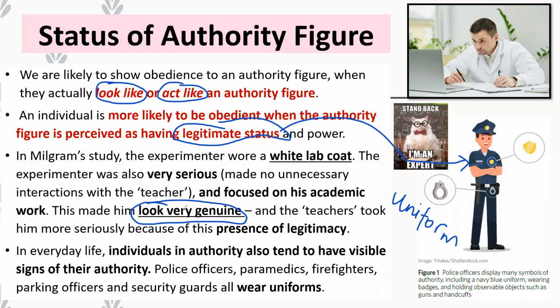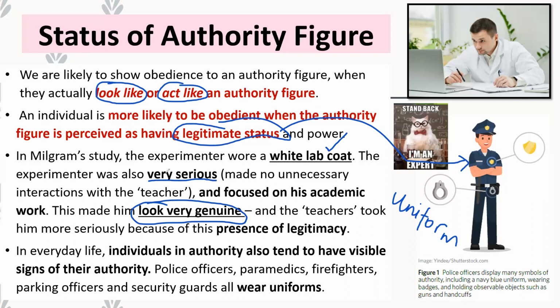And as a result, they're not likely to follow you or listen to your instructions. So in Milgram's study, the status of the authority figure was shown by the white lab coat he wore. We all know that everyone looks a bit smarter when they wear a white lab coat. He was also very serious. The experimenter never smiled at the teacher. He made no unnecessary interactions with the teacher, no small talk, no "oh, the weather's been good lately", none of that. It was only a very serious, formal manner.